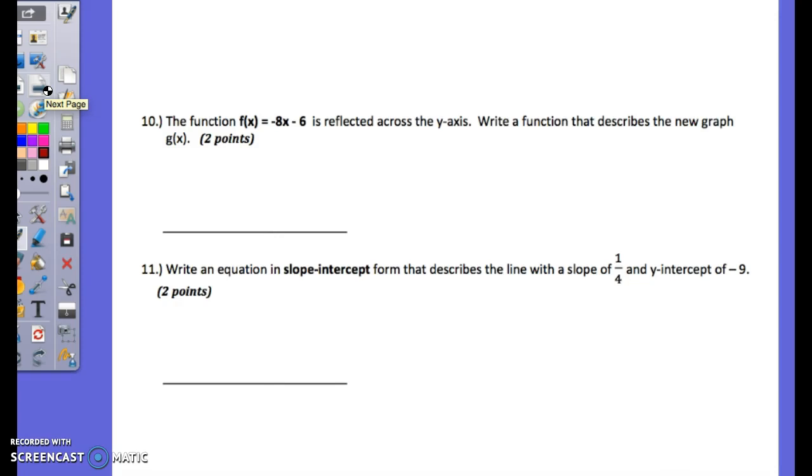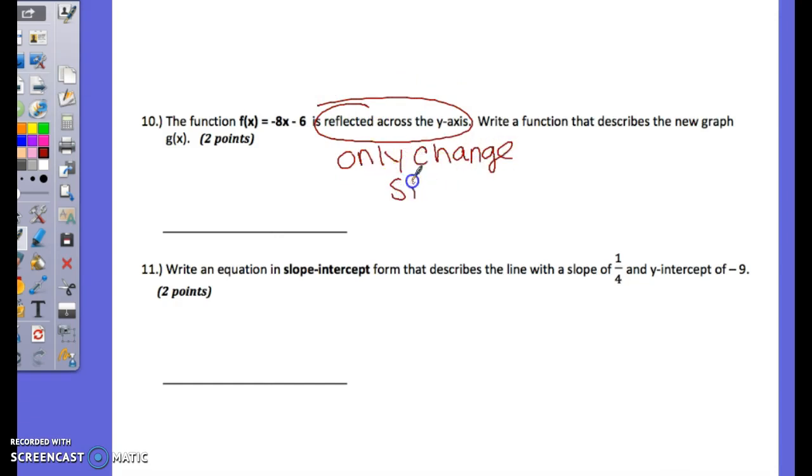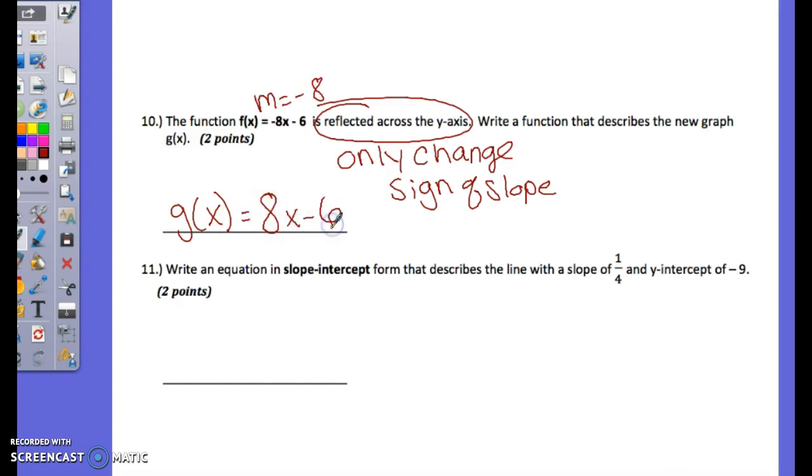Number 10 says the function f of x equals negative 8x minus 6 is reflected across the y-axis. Anytime there's a reflection, the only change is the sign of the slope. Remember, they're opposites. So I would say g of x equals, if here the slope was negative 8, the slope's going to be positive 8x minus 6.